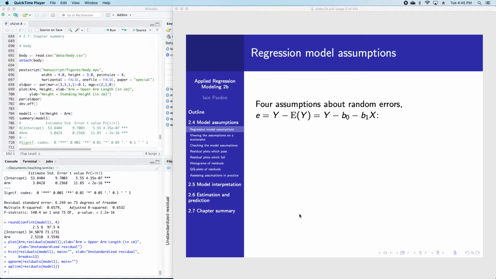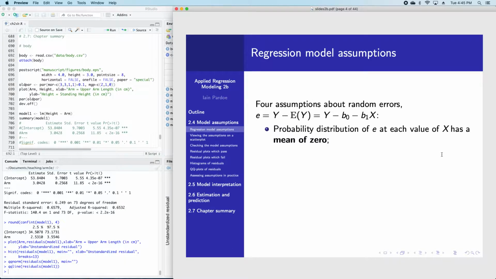In this video, I'm going to talk about the regression model assumptions, and these assumptions relate to the random errors in the model. Remember, the random errors in the model are equal to the difference between y and expected y. In other words, y minus b0 minus b1 x. And these represent the part of the model that isn't deterministic. So it's picking up all the variation in y that's not accounted for by the predictor x.